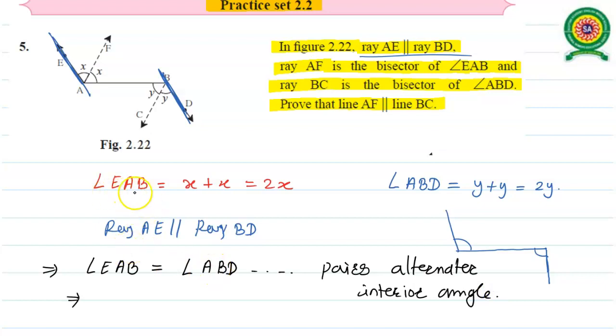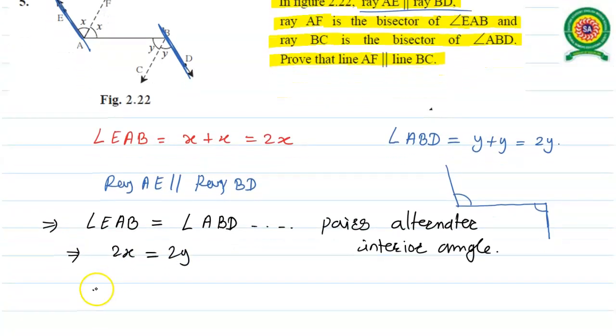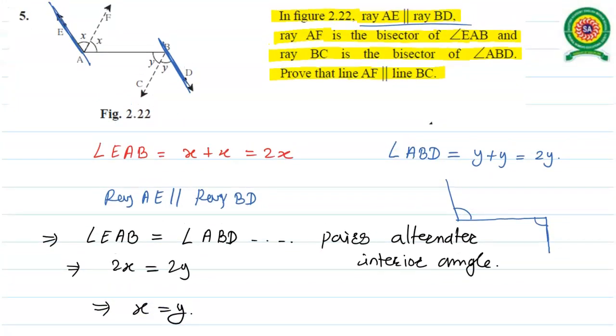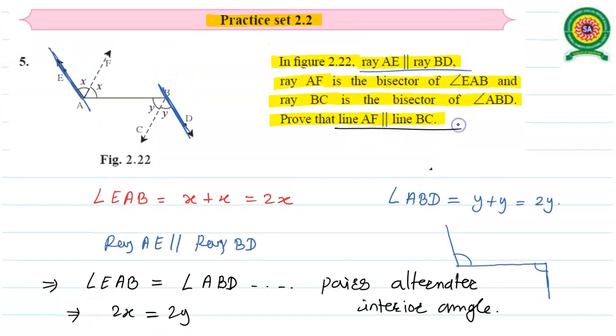So what is the value of EAB? It is twice X, which equals the ABD value, 2Y. Now the 2 and 2 from both sides get cancelled, and we have X equal to Y. Now we have to prove that line AF is parallel to line BC.